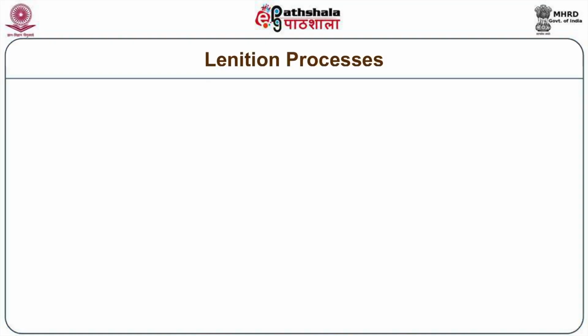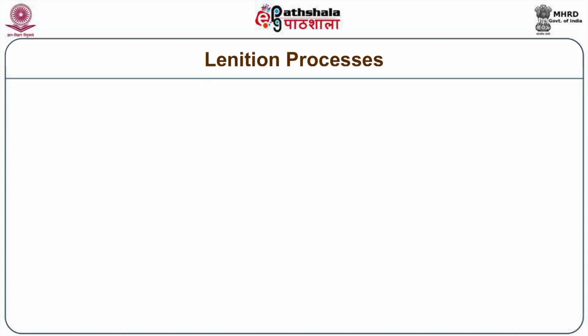The last of the fortition processes is occlusion. We have already discussed it earlier on in this module. So we move on to the lenition processes. The lenition processes are those which involve a weakening in articulatory strength. These processes are degemination, vowel shortening, deaspiration, spirantization, voicing, devoicing, vowel reduction, and approximantization, among others.